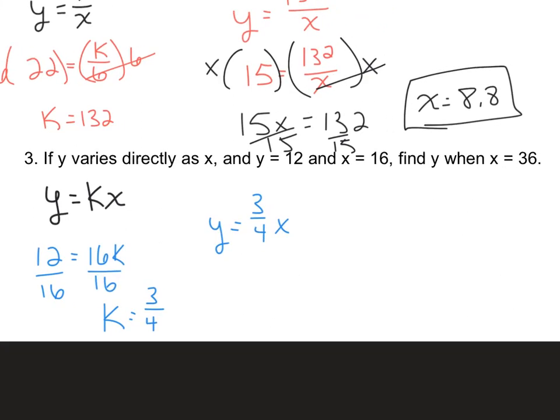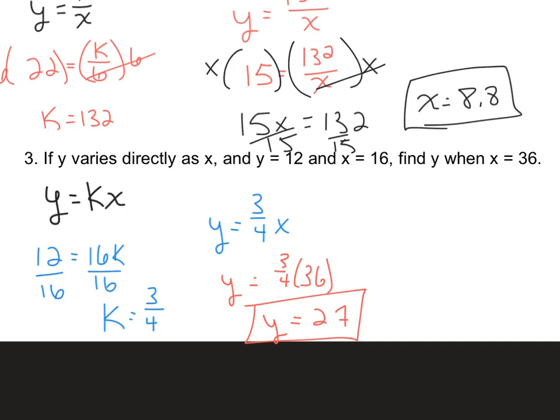So far, so good. It says find y when x is 36. Well, that's the easiest way. So y equals 3/4 times 36. You could use a calculator or do whatever you need to do, but you end up with y equals 27. So really not too bad.